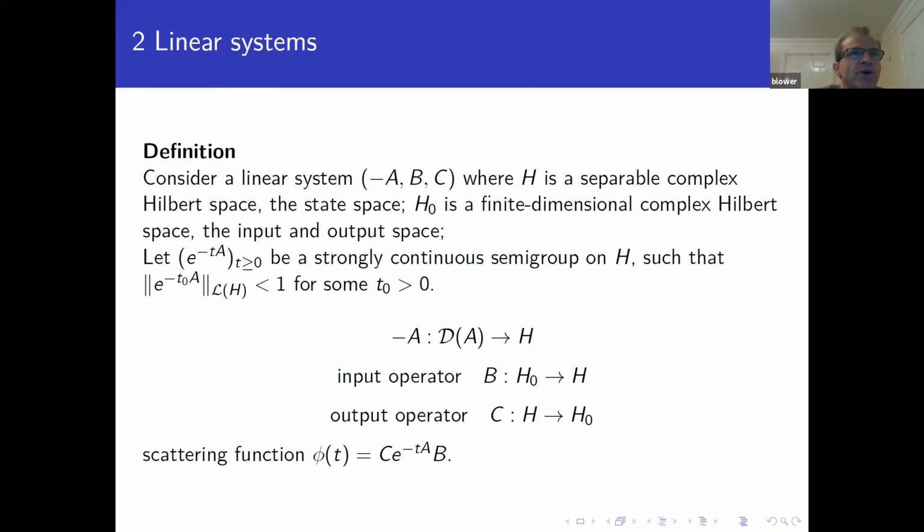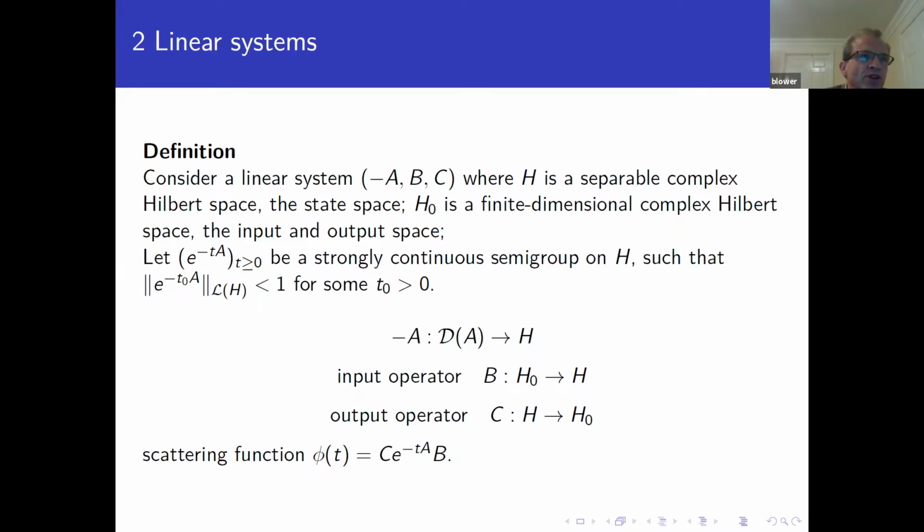I'm going to be talking about a linear system. I tend to write (−A, B, C), and think of A as being positive, for instance. The H here is a separable complex Hilbert space of infinite dimension. H naught is going to be a finite dimensional complex Hilbert space, usually either the complex numbers or the square of the complex numbers. And H naught is taken as the input and output space of this linear system.